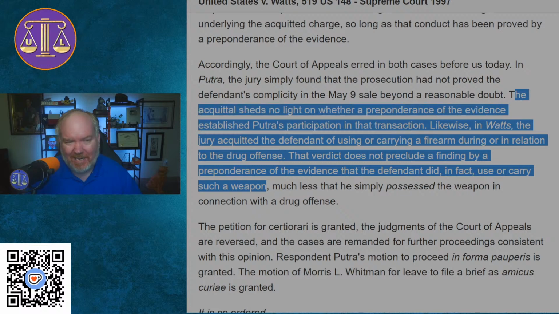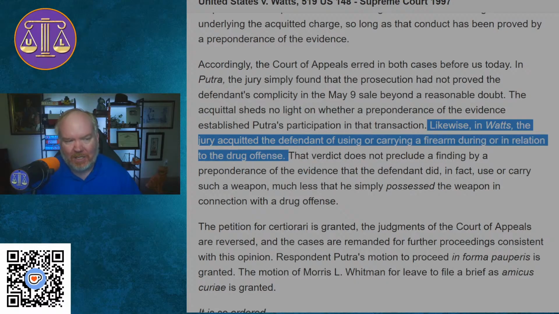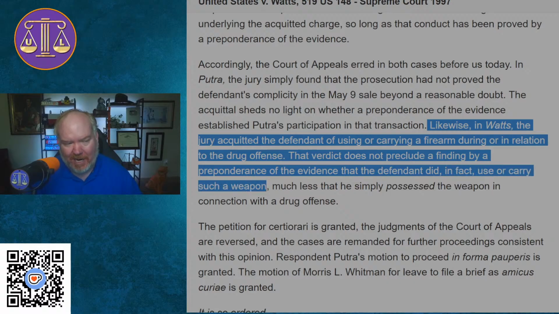I want to read that again because it's such an exciting sentence. I know you're excited. I'm excited. We're all excited, right? In Watts, the jury acquitted the defendant of using or carrying a firearm during or in relation to the drug offense. That verdict does not preclude a finding by preponderance of the evidence the defendant did, in fact, use or carry such a weapon.